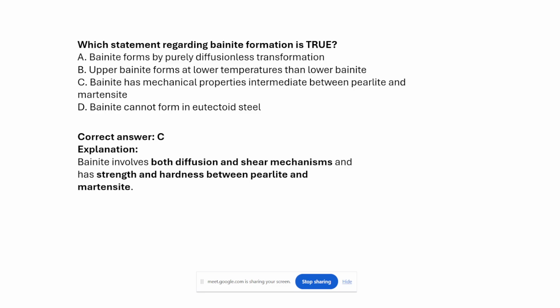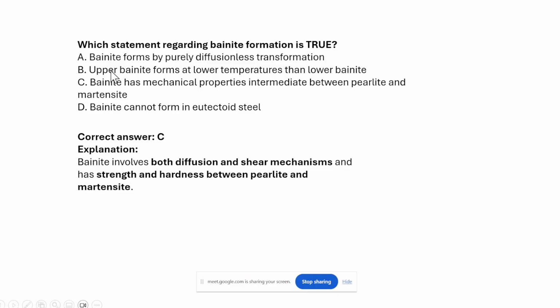Which statement regarding the bainite formation is true? Bainite forms purely diffusionless transformation. No. There is just some diffusion there: the Fe3C phase out of the alpha phase. So it is not only a diffusionless transformation, like the martensitic phase.